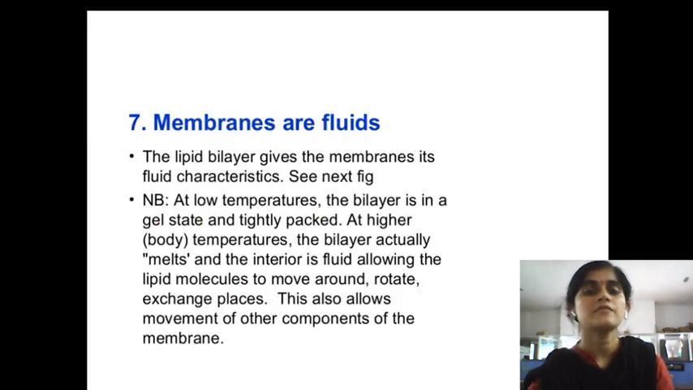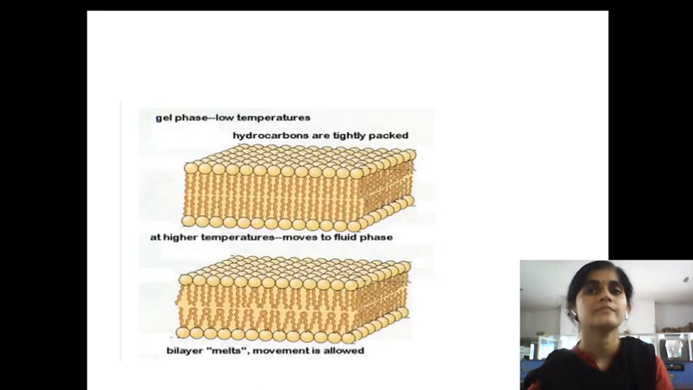The membrane's fluidity is always controlled by temperature. At lower temperature, the membrane structure is tightly packed, and at higher temperature, it melts. And whenever the melting condition arises, it allows the movement of the components within the membrane. This is the figure of both the gel phase, meaning the tight phase, and the melting phase, where the movement can be easily visualized.